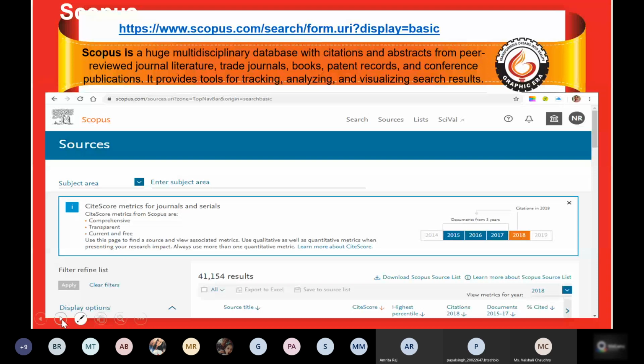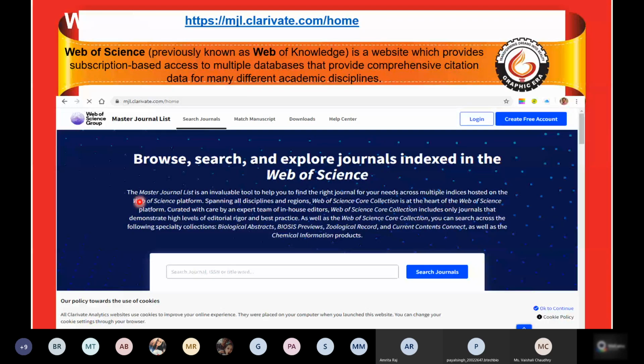Then this is Web of Science, right? You will learn more when you progress in the semester. Web of Science, which was previously known as Web of Knowledge, is a website which provides subscription-based access to multiple databases, which provide comprehensive citation data from different academic disciplines. So you will find whether this journal is Scopus indexed, or is it in Web of Science, right? Or you can assess the quality of the journal. Then only you can understand whether the paper I am citing, I am referring to, is of quality or not. This is again a very basic question or query from the student side.